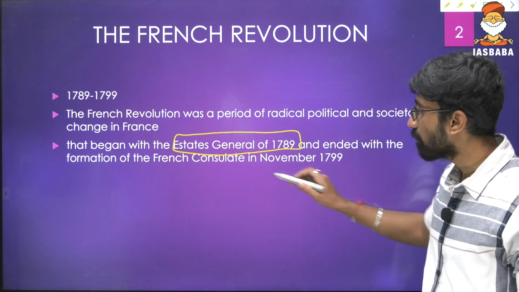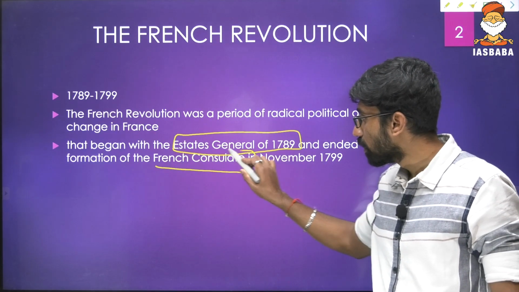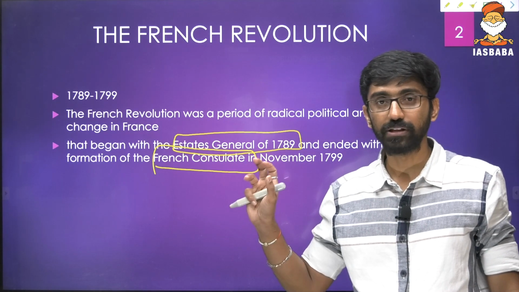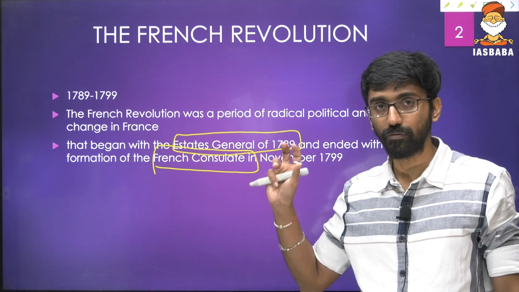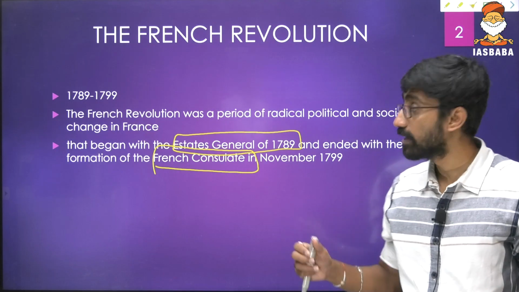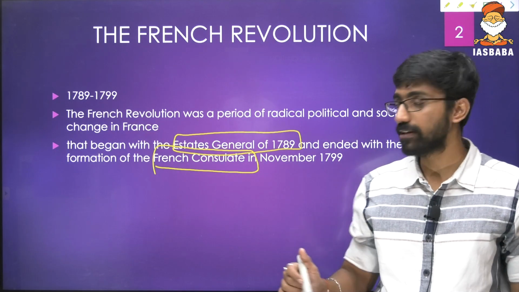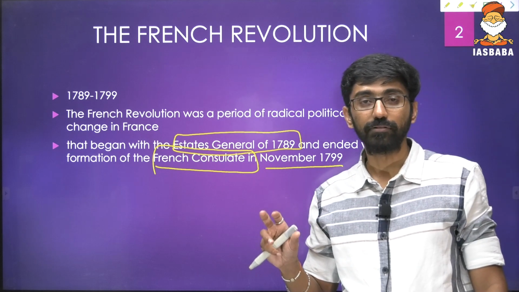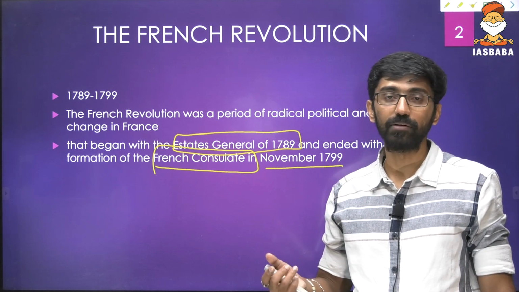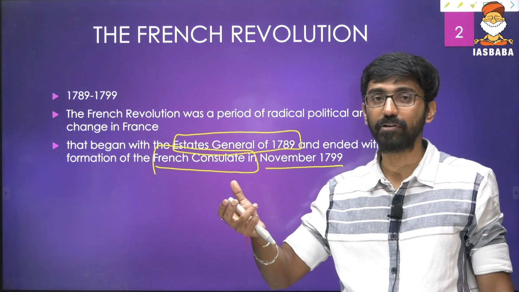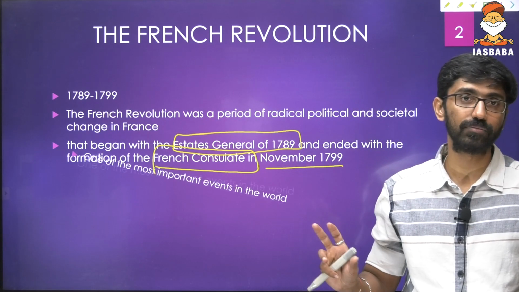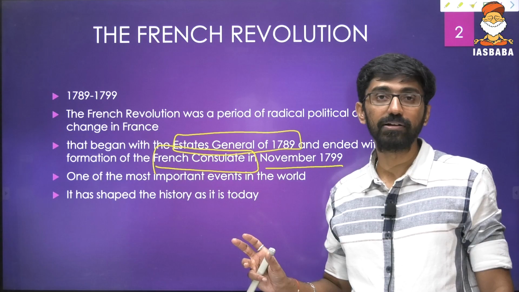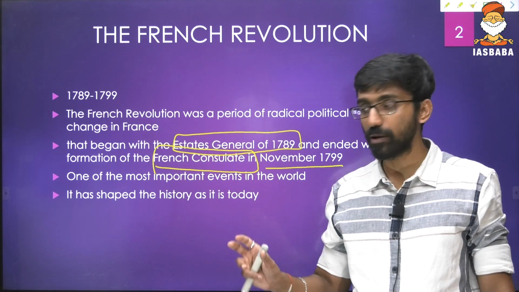And it ended with the formation of a new French government called the French Consulate, which was headed by Napoleon. So Napoleon is one of the historical personalities related to the French Revolution. For nearly 10 years, the French society and the French political system were in turmoil. It was not just one change; many changes happened within society and politics, particularly in political systems. It is one of the most important events in world history. It shaped the history as it is today.